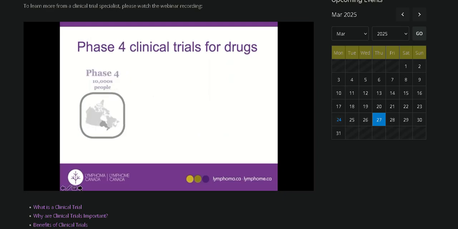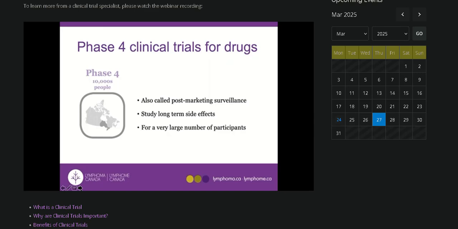And then phase 4 clinical trials for drugs happen in thousands of people. This is when the drug is approved by Health Canada, and it's allowed to be sold or marketed and widely available. So sometimes it's also called post-marketing surveillance studies, because Health Canada has approved it, and this is after it becomes marketed and available to a large number of people. Again, we use this to look at really the long-term side effects and the safety of the drug in people.